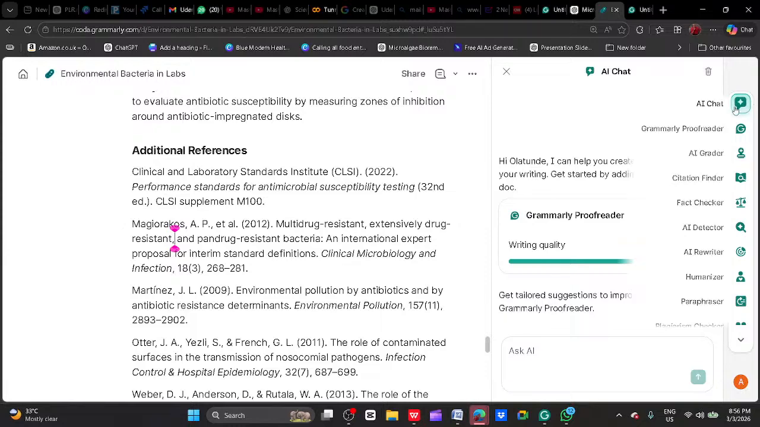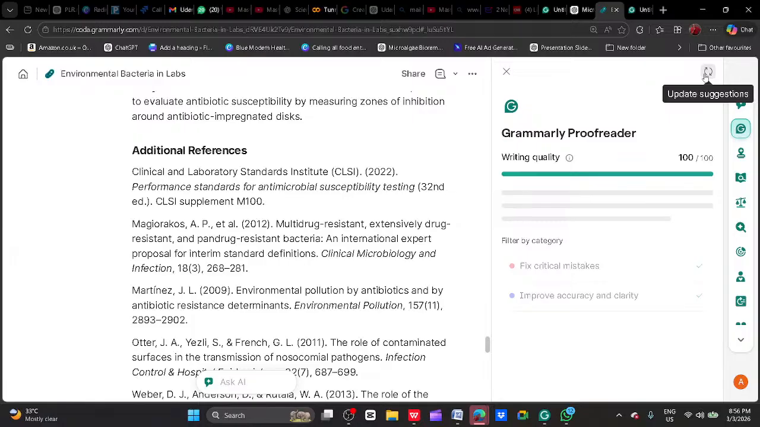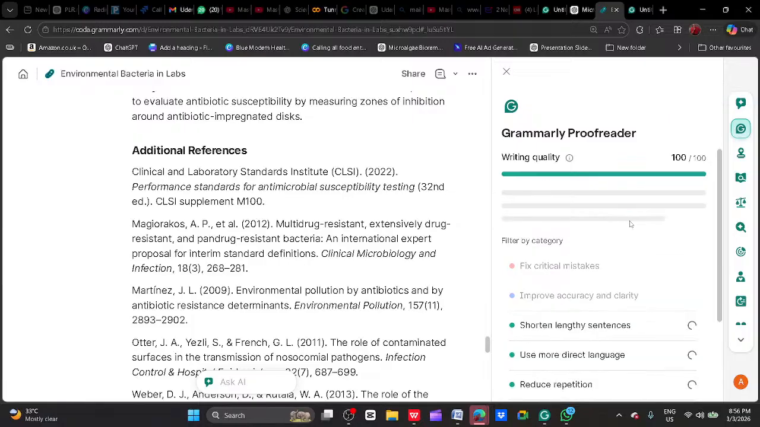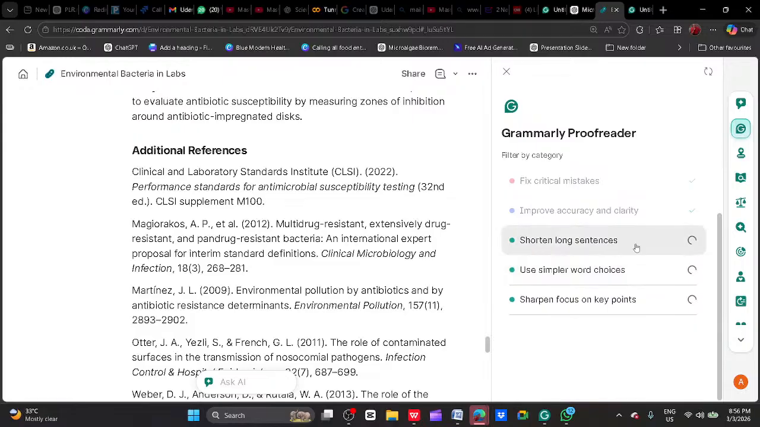Now, let us start narrating it. Grammarly proofreader, you ask Grammarly to proofread for you. Let us see. So, you can see it is going to do a lot. You fix the critical mistake, improve accuracy and clarification. Long sentences, it is going to shorten them. You're going to use simpler word choices, sharpen it. This is just one out of it.